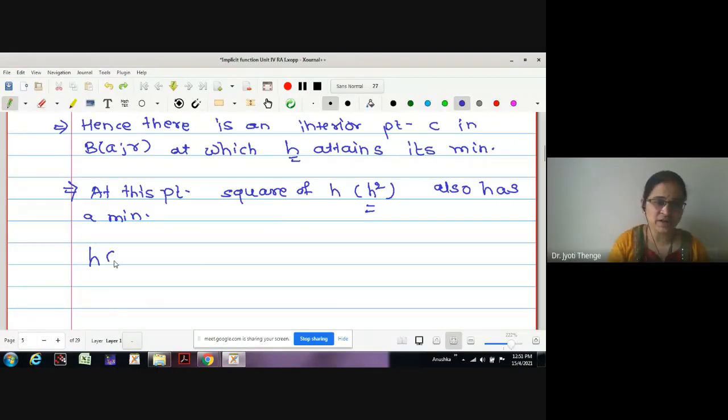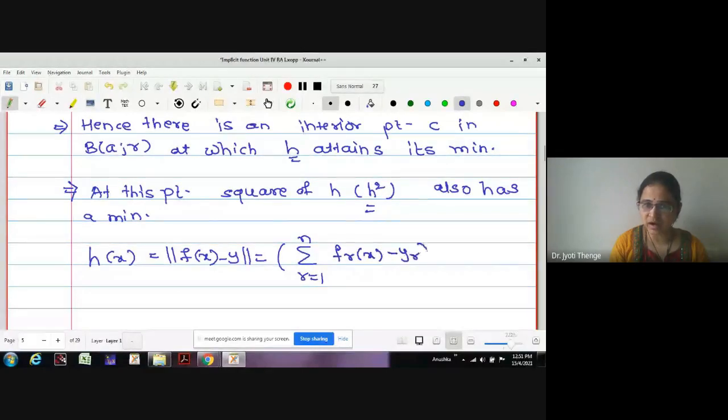What is h of x we have defined? Norm of f(x) minus y. Correct, no? How were we giving this norm function? Norm in Rn space, by the distance formula, no? Therefore, this is actually summation r equals 1 to n, (f_r(x) minus y_r) bracket square, raised to 1 by 2. I think all of you are familiar with this distance formula.